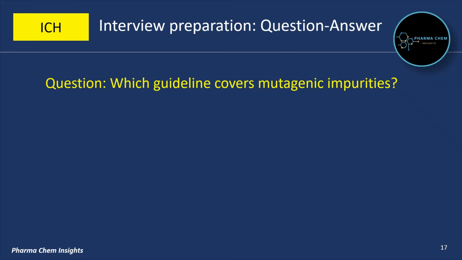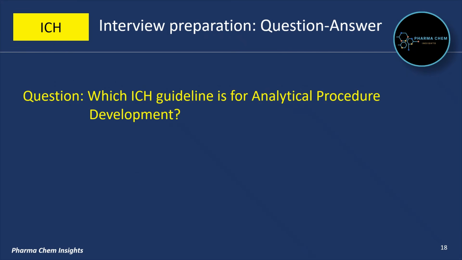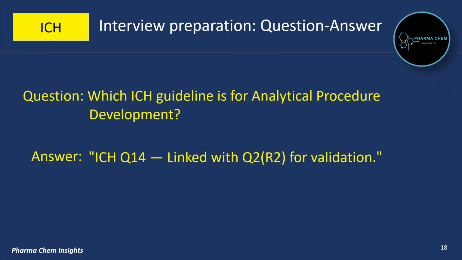Next question, which guideline covers mutagenic impurities? So answer is ICH M7. The guideline covers assessment and control of DNA reactive, that is mutagenic impurities, to reduce carcinogenic risks. Next question, which ICH guideline is for analytical procedure development? So answer is ICH Q14 guideline is for analytical procedure development and it is linked with Q2R2 for validation.